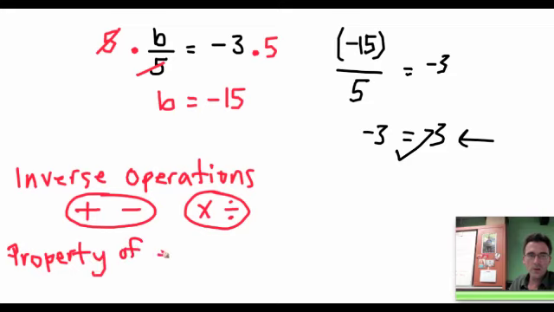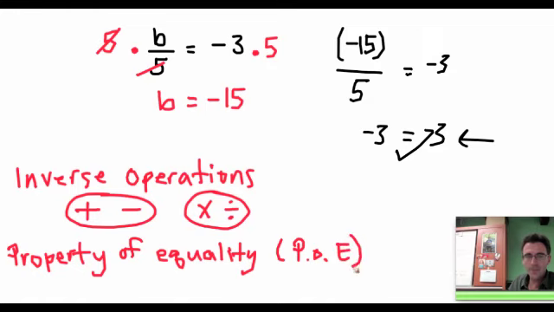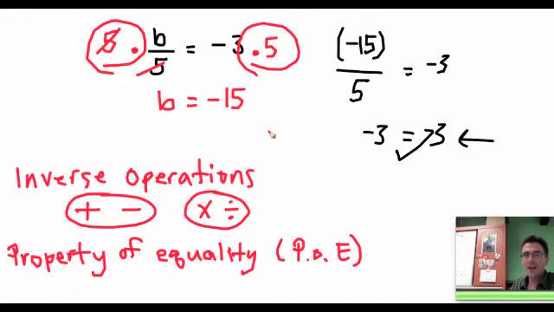The other thing we're looking for is this thing that I will call the property of equality, or you will see me call this the POE. And that is essentially that concept that whatever we do on one side of the equation, like we did up here, times 5, we do to the other side of the equation times 5. And that helps us make sure that both sides of our equation are in fact balanced. And that is the expectations surrounding solving one-step equations.